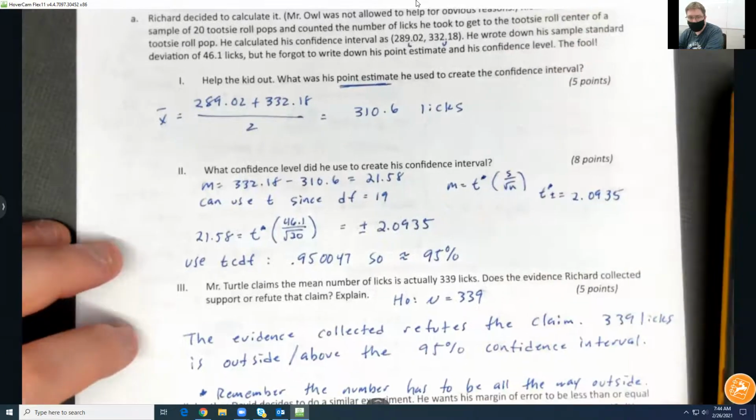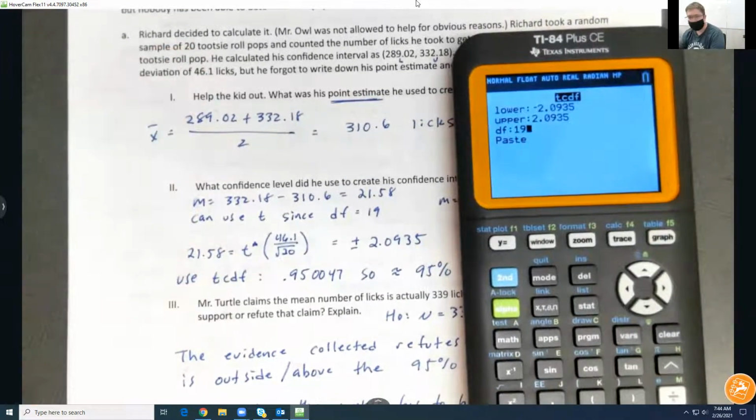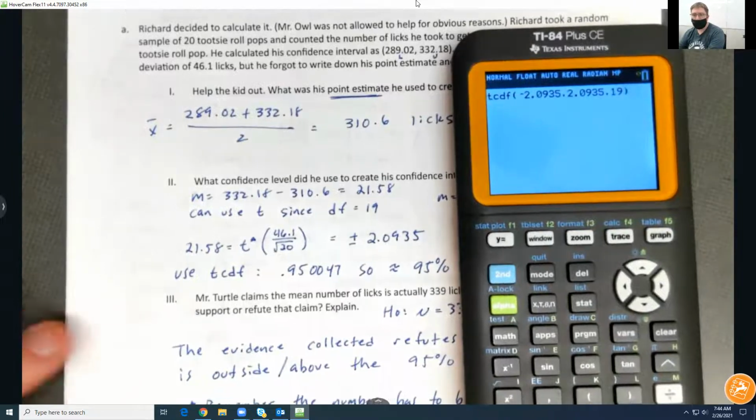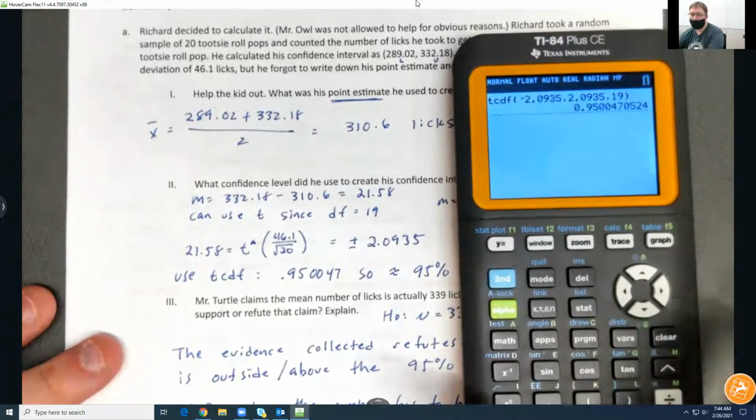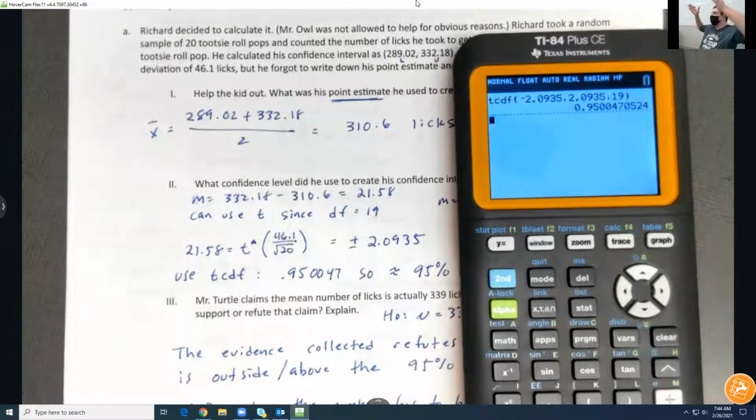All right, what are my degrees of freedom going to be? Well, since I have 20 as my sample, I'm going to do 19, one less. And this is where you see my percentage come from. So that's where I got 0.950047. I was measuring the space in between the lower T-score and the upper T-score. So I wanted the stuff in the middle.